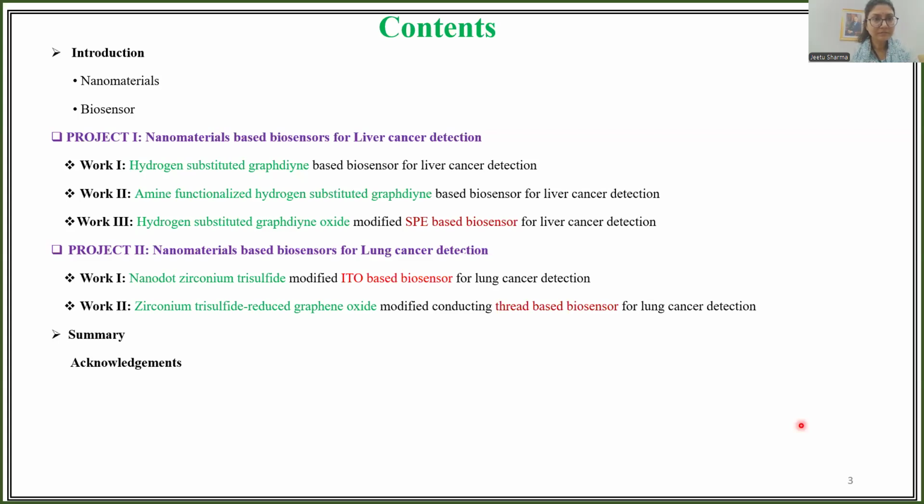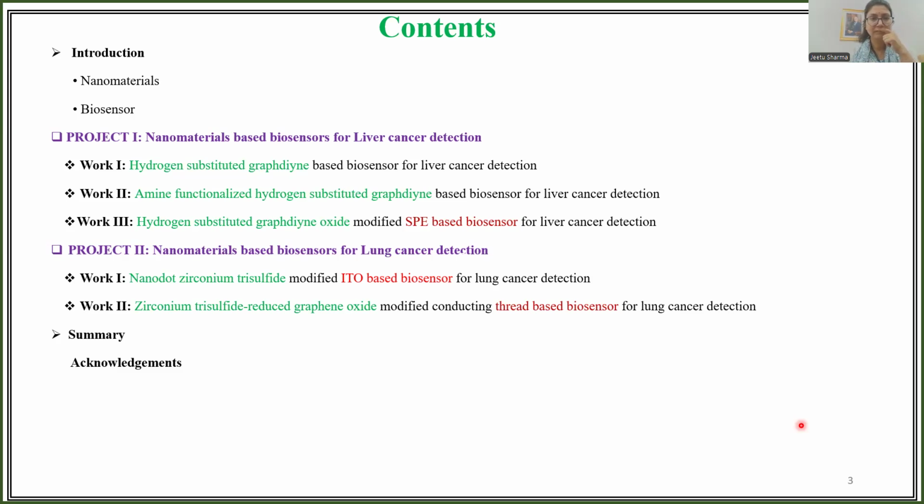In project one, we would like to discuss three different works. First one is hydrogen substrate graphene based biosensor for liver cancer, and then we would like to functionalize it with the help of some silane molecules, that is APTS molecules, and then we have intrinsically inbuilt some functional groups like CHO, COOH in the hydrogen substrate graphene. And this will be discussed under work three of project one, hydrogen substrate graphene oxide modified SPE based biosensor for liver cancer diagnosis.